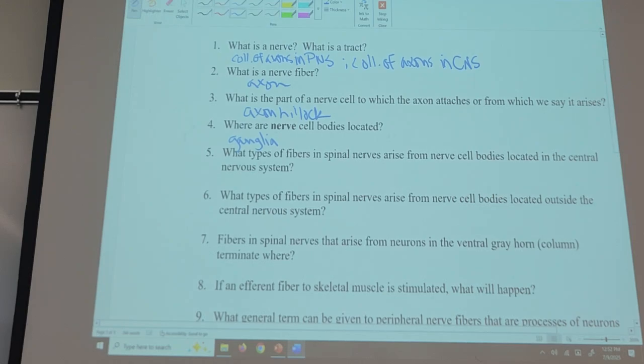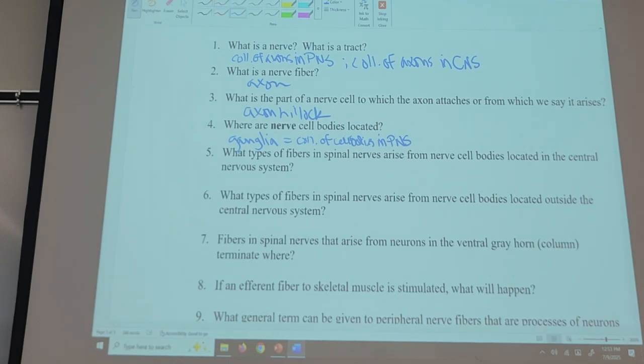And how do we define ganglion? A collection of cell bodies in the PNS. Yep, a collection of cell bodies in the PNS. Okay. And we already know that nerves are only found in the PNS, right? So true or false? Nerves are only found in the PNS. True. Okay, good.